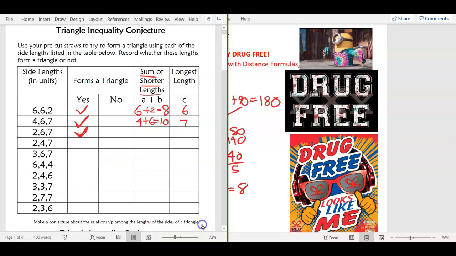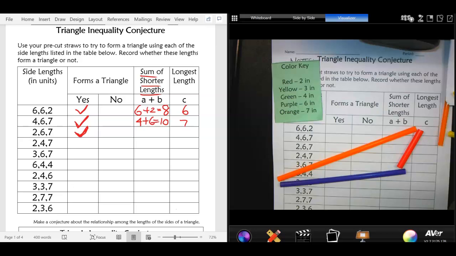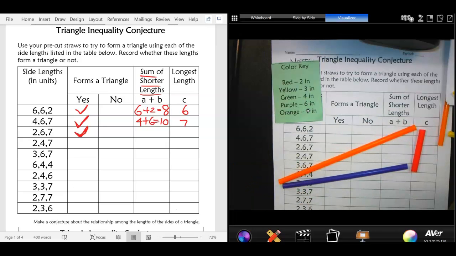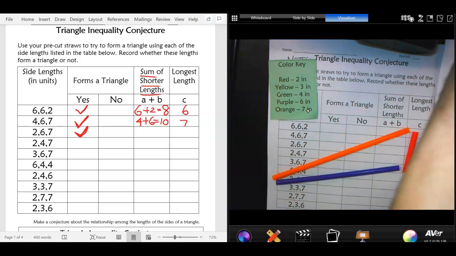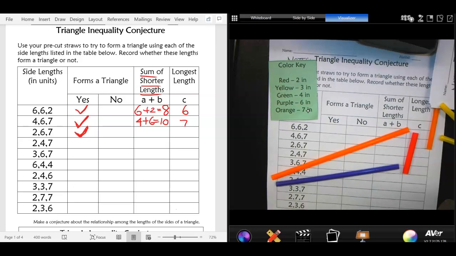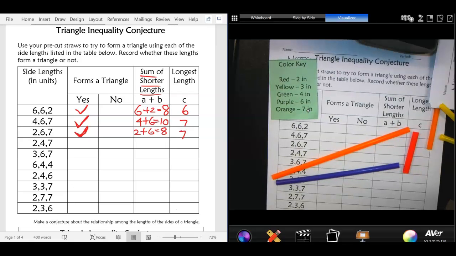Now then, we moved on to these notes. We already started it, but you'll catch it as we go along here. So 2, 6, and 7, which is red, purple, and orange. I found these side lengths make a triangle, so we put yes. And now on the next column, we're adding the two smaller numbers. What are the two smaller numbers of 2, 6, and 7? 2 and 6. So 2 plus 6 equals 8. And then the longer side is 7 from the original 3. Okay. So far, so good.